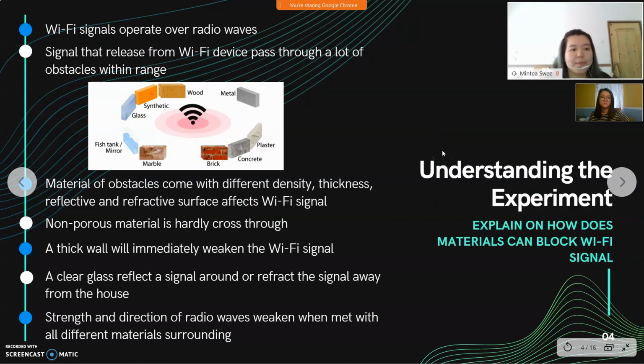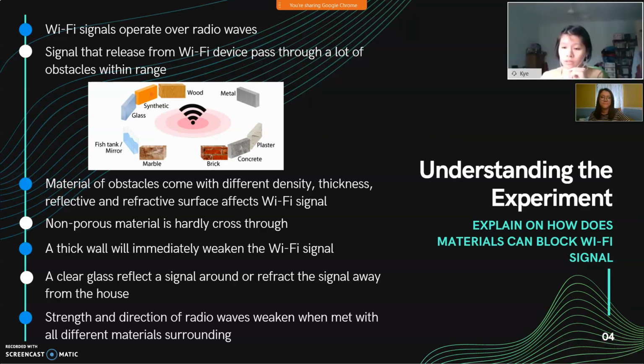So let's get understanding about the experiment. I will be explaining how the material can block the Wi-Fi signal. Based on research, Wi-Fi signals operate over radio waves, which are highly sensitive to the objects surrounding. To block the Wi-Fi, there are many types of materials which give different results by affecting the wave.